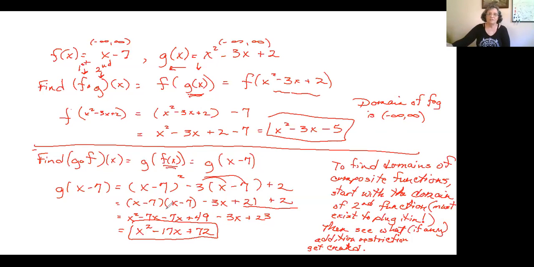Same thing happens on this second example. X minus 7 has no restrictions, so that's all real numbers. X squared minus 7x plus 72 has no restrictions. So here the domain is also going to be all real numbers.